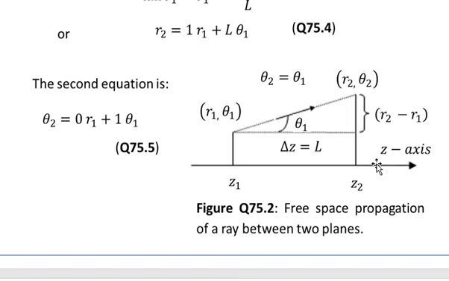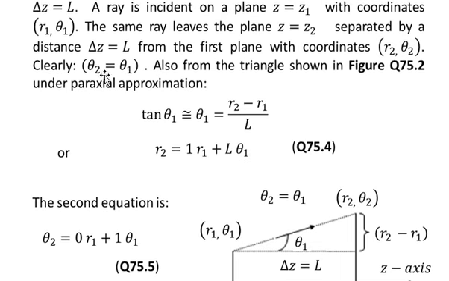Look at the figure. The ray is traveling between the plane Z equal to Z1 and the Z equal to Z2 plane. Since it is free space propagation, the light is not diverted and has not changed its direction. It is traveling in a rectilinear path. So the angle made by this ray at the position Z equal to Z1 is the same angle as made by the same ray at the location Z equal to Z2. So the angle theta is the same for this ray traveling in a straight line. So we have clearly θ2 is equal to θ1.